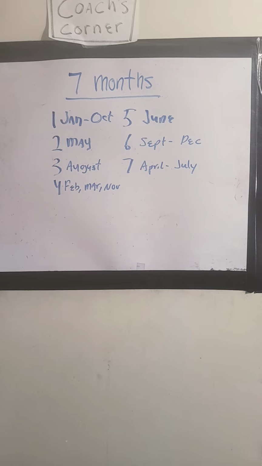June is a unique month. And then we go into September and December. Again, they end differently, but they start the same way. And then the seventh one is April and July. So, mathematically speaking, there are only 7 months. Some are unique, some have twins, some have triplets, but there are only 7 months.